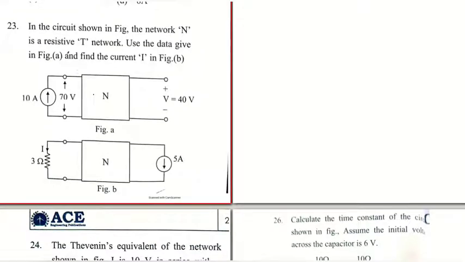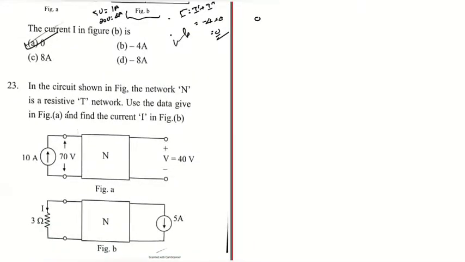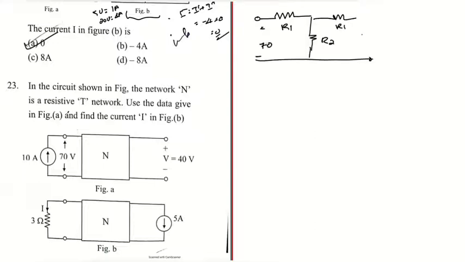Now let's do the next question. In the circuit shown in the figure, the network N is a resistive T network. Use the data given in figure A and find the current I in figure B. So it is given in the question that it is a T network. I am going to redraw the T network here: R1, R2 and R1. Okay, this is a T network, as given in the question.